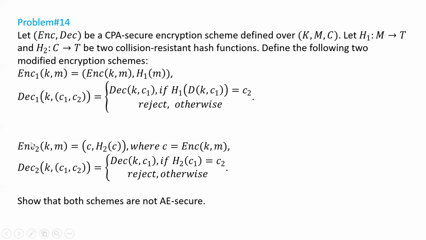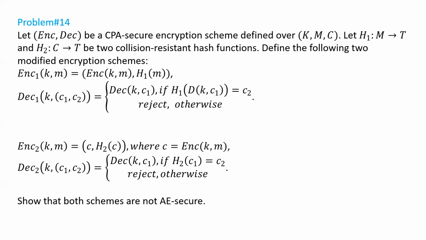Okay. So in the second construction, Enc2 of k comma m is given as c comma h2 of c, where c is the encryption of k comma m. And decryption is also defined accordingly: it first checks whether the hash of the first part is equal to the second part, and Dec of k comma c1 is then returned. Otherwise, if the tag verification fails for the c1 and c2 parts, it rejects the sample.